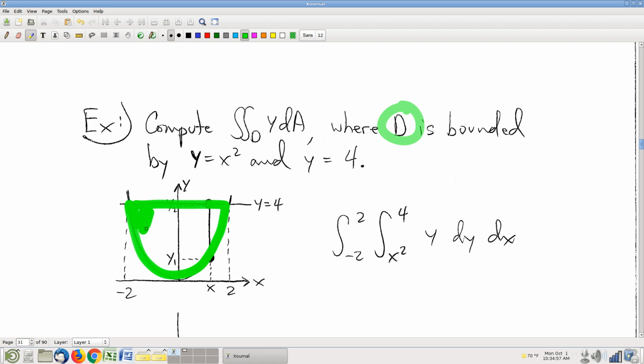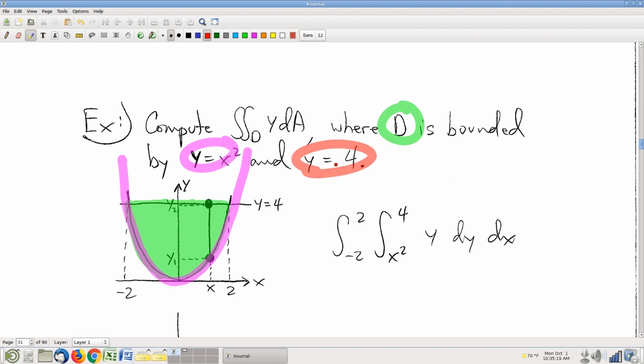I want to make a quick comment about language. You're going to see this language a lot. This domain is bounded by a couple of particular curves. Let's draw these curves first. This curve is that. This curve is that. We have this purple curve. We have this red curve.